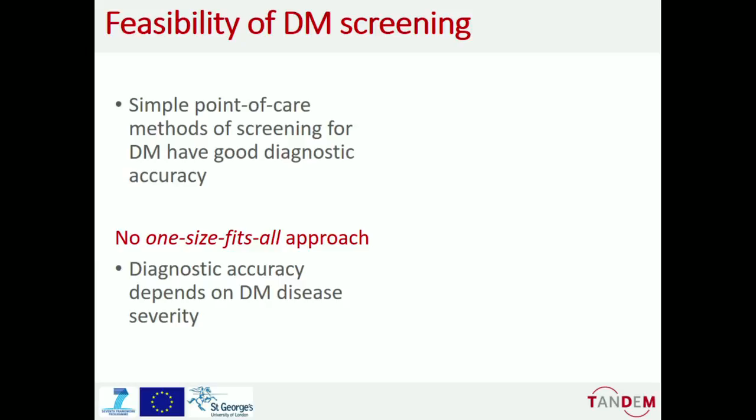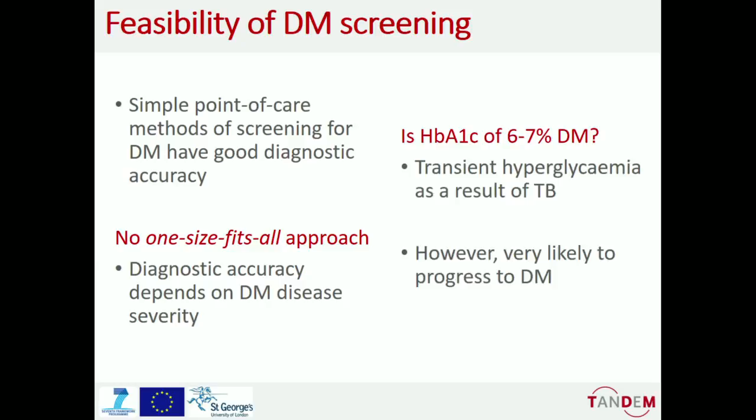diabetes in the population. And an interesting question this really brings up is, in these individuals with pulmonary TB, is HbA1c between 6.5 and 7%, have they really got diabetes? It's possible that these individuals have got pre-diabetes, and as a result of transient hyperglycemia due to TB, they've just crossed over the threshold into diabetes. And given a course of TB therapy, they could well revert back to pre-diabetes. However, much like gestational diabetes, these individuals are probably very likely to progress to diabetes in the future.